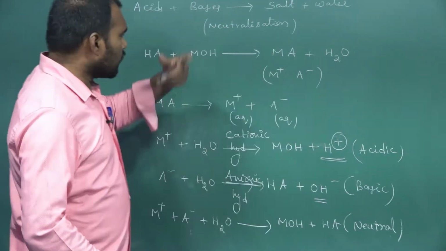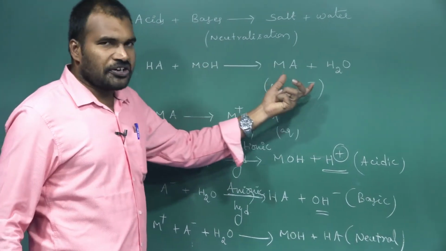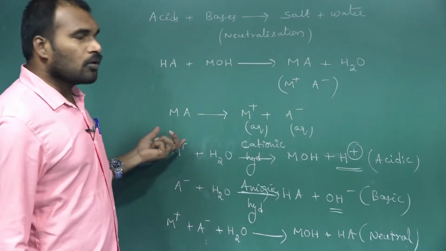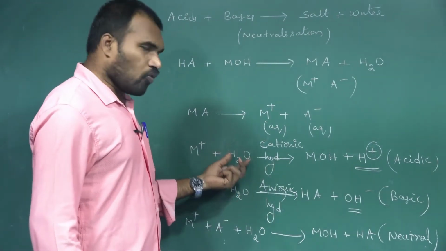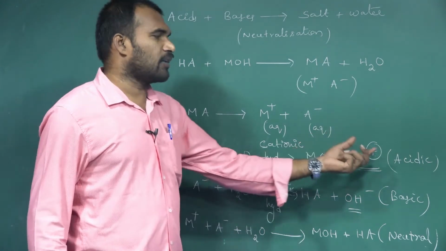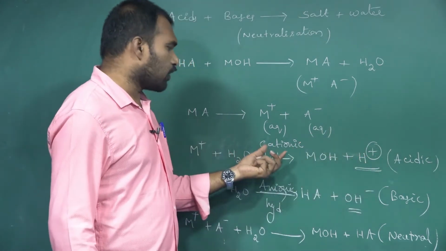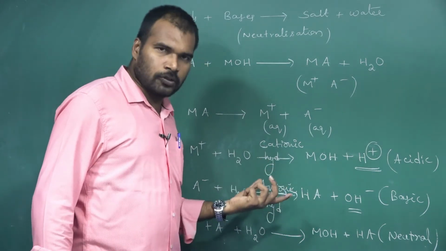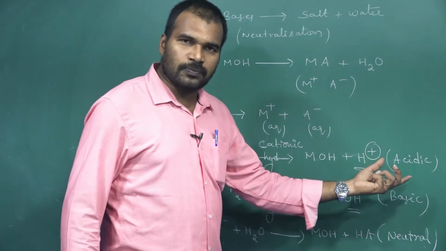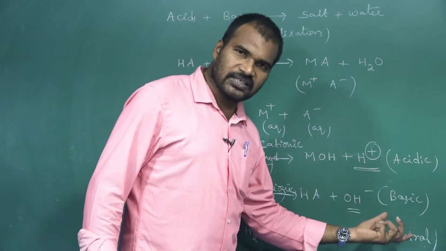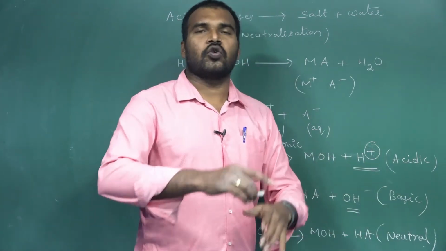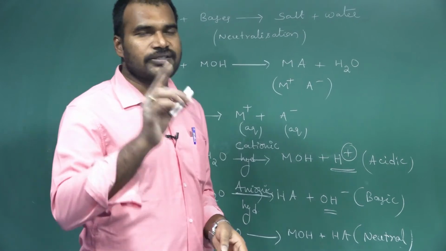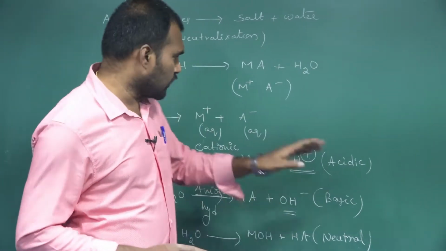So after the salts get dissociated into ions, those ions may further react with the water and get hydrolyzed. They undergo either cationic hydrolysis, anionic hydrolysis or both. Then the resulting solutions become either acidic, basic or neutral. Then this whole process we call it as what? Salt hydrolysis.